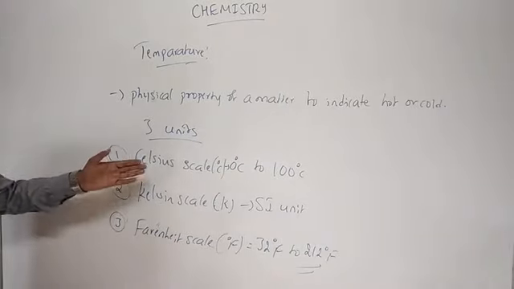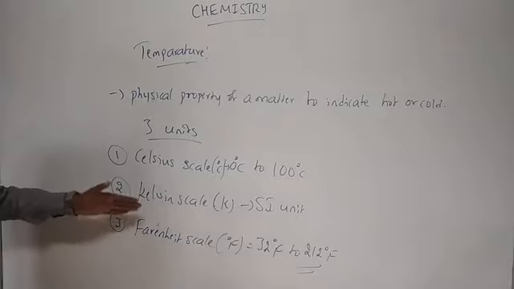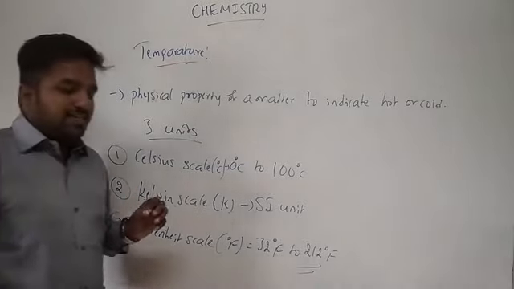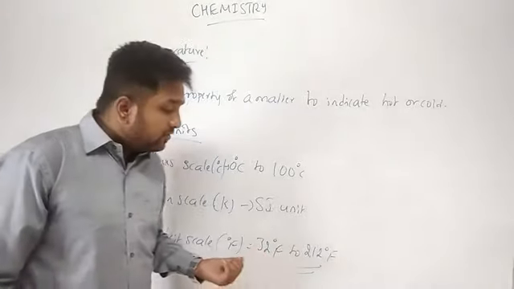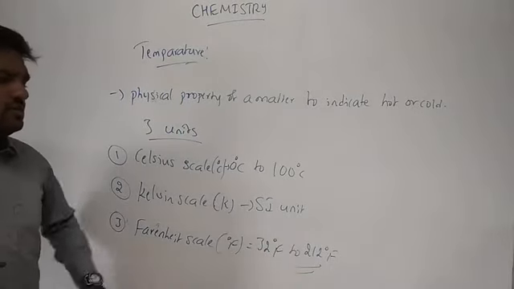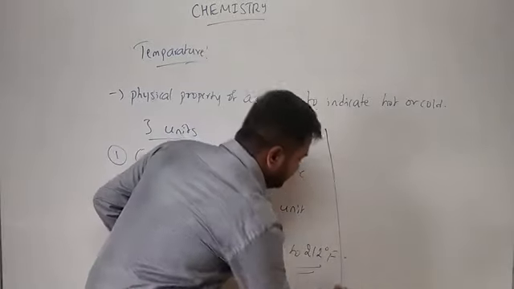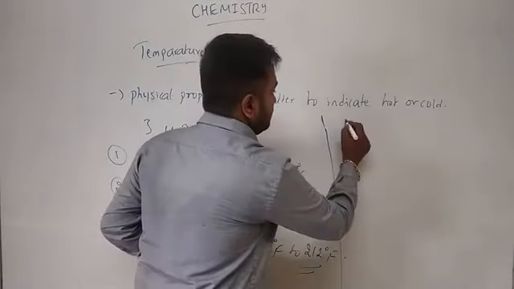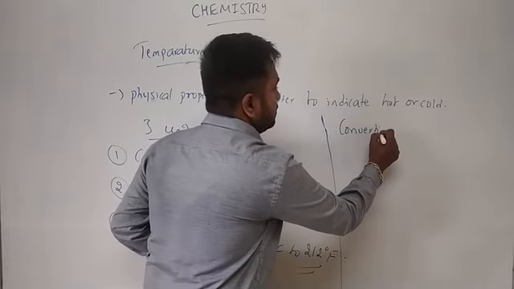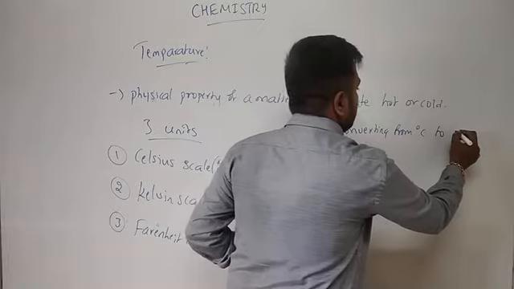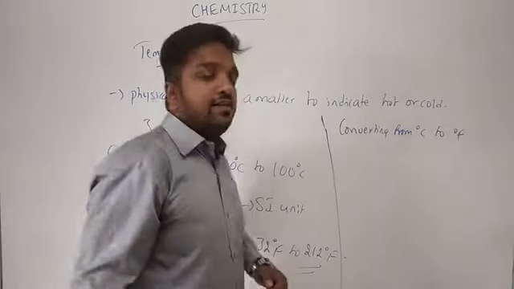So how can you convert from one scale to another scale? If you have a temperature in the Celsius scale, you need to convert it to the Fahrenheit scale. It is very simple. We have a simple formula for this one. Now for conversion, degree Celsius to degree Fahrenheit.